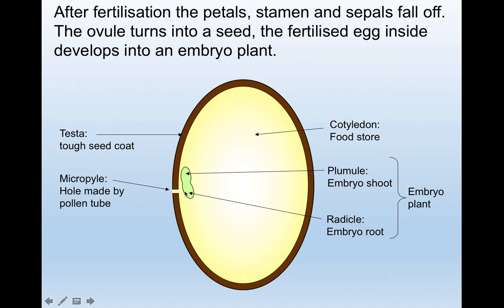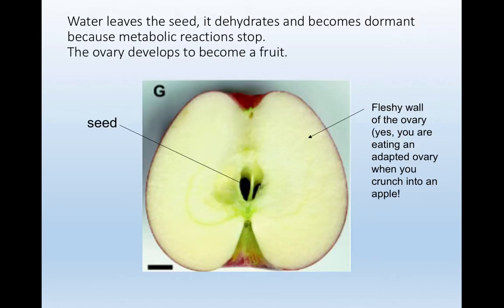So this will come out through here. This will be the root. This will come out, and this will be the shoot of the plant or the stem that goes above the ground. All right, so water leaves the seed and it dehydrates. It becomes dormant because the metabolic reactions stop. The ovary develops and becomes a fruit.